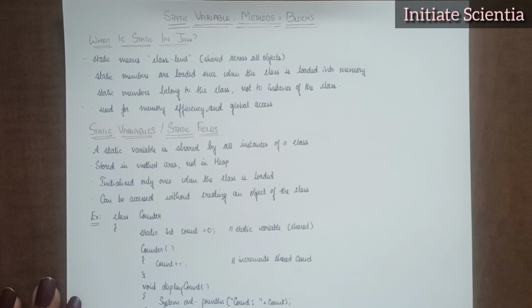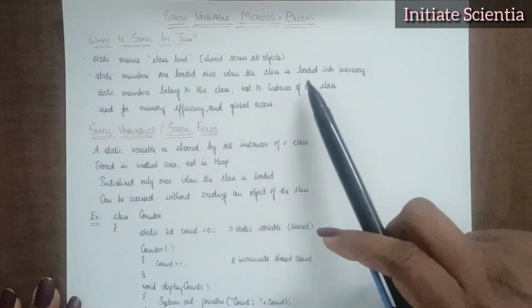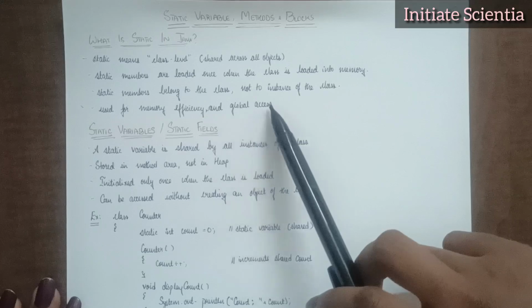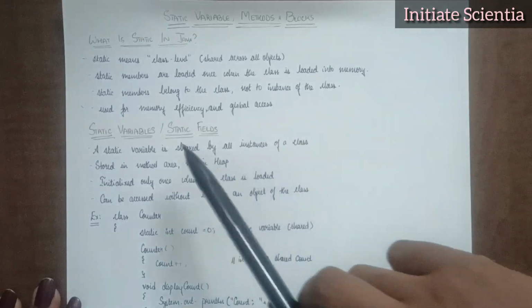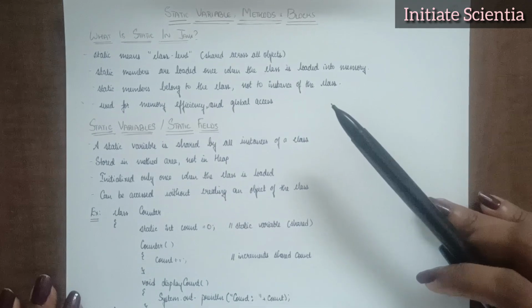So what is static in Java? Static means class level. It is shared across all objects. Static members are loaded once when the class is loaded into memory. Static members belong to the class, not to the instance of the class. And it is used for memory efficiency and global access.